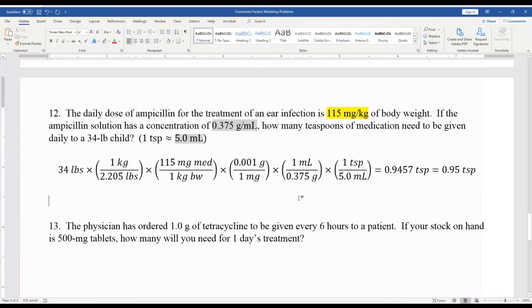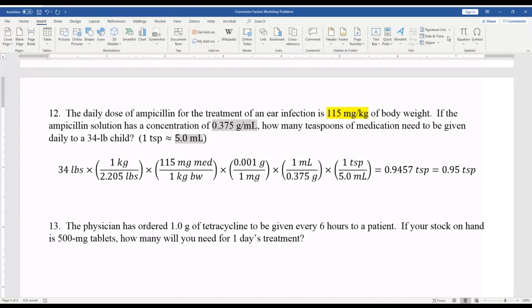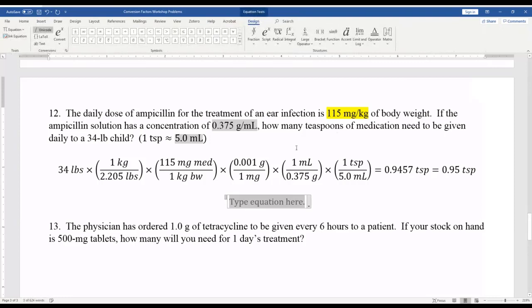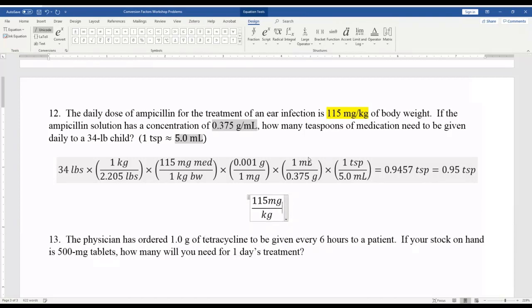Let me show you the alternative way that I was going to go over with you. If you did the 115 milligrams per kilogram of body weight, the trick here is that you basically have to convert the body weight to the child, which is weird, to get the final answer. So effectively, if you did it this way, let me go ahead and pop this in.